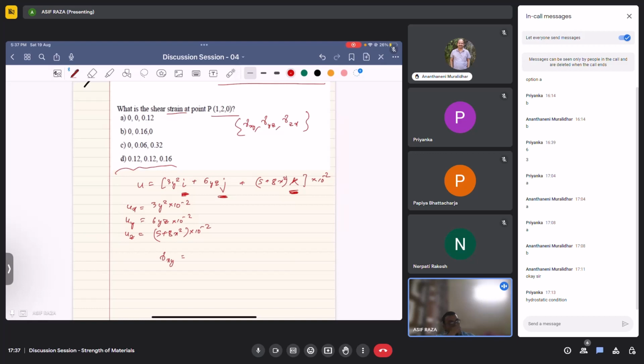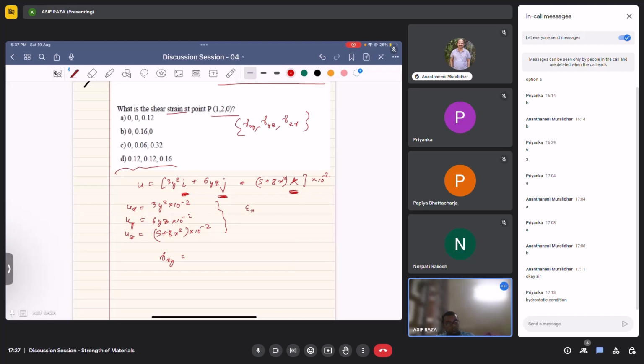Gamma xy, you know the formula, I think. When we are given the displacement fields, how do you find the strains? Shear strain. Don't know, sir. Okay. I'll help you with the normal strain. Let's see if you catch it for the shear strain or not.